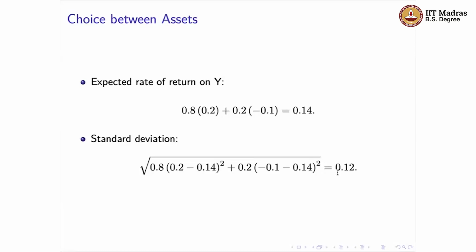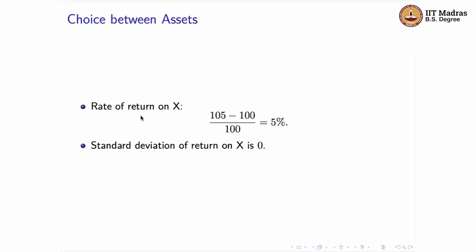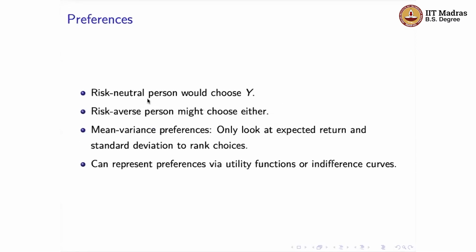Which one would you prefer? Well, the answer is clearly going to depend on preferences. For example, if you had somebody who was risk neutral, which means that person only cares about the expected rate of return of the different options, then the answer is clear. The expected rate of return on X is 0.05 and the expected rate of return on Y is 0.14. So clearly a risk neutral person would choose Y.